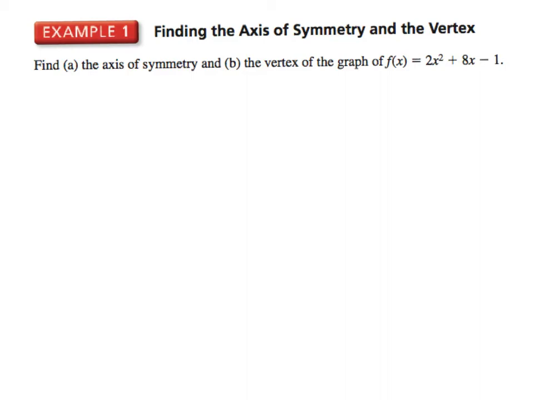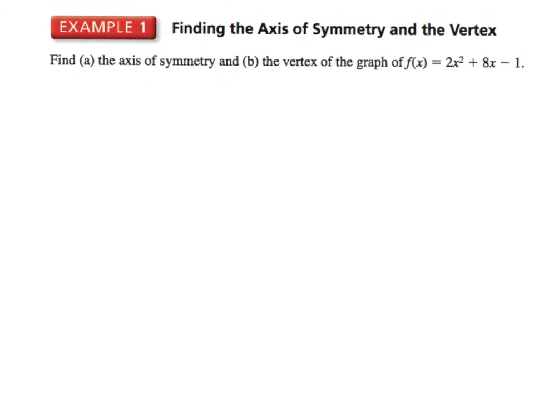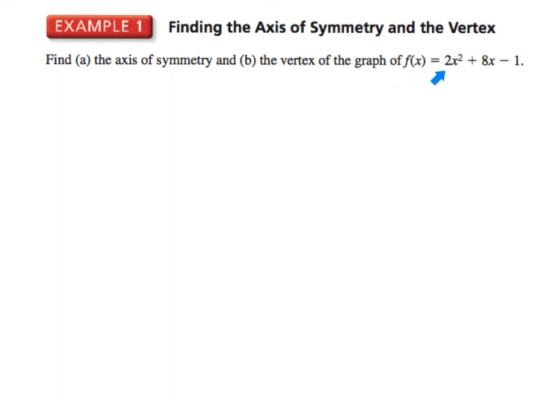Example 1. Finding the axis of symmetry and the vertex. So here it is. Here's our equation. f of x equals 2x squared plus 8x minus 1. Step 1 is finding the value of the vertex and then using that to find the axis of symmetry. So a, in this case, is 2. Now make sure that it's always in standard form here, in ax squared plus bx plus c form, and it is. b equals 8 and c equals negative 1.